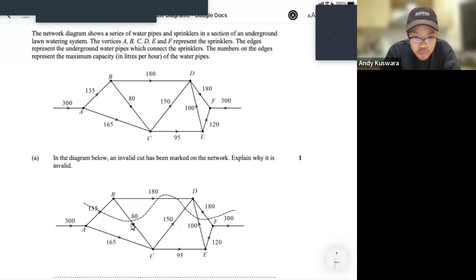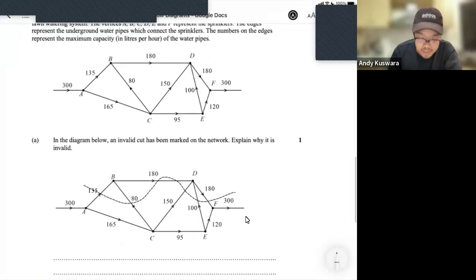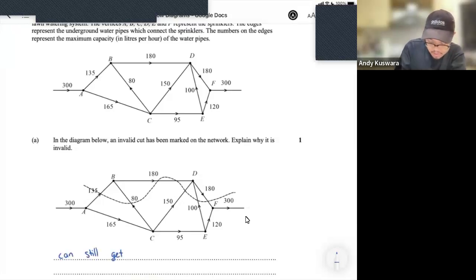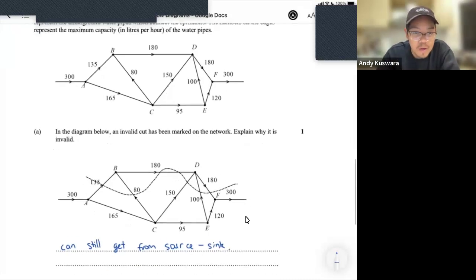You can see they've cut through a bunch of different things here. The issue with this cut is, can you see how normally, even if they don't label it, that beginning there is your source. Looking at all the arrows, you can see that eventually it all flows towards the sink, which is at the end. So there is still a way for me to get all the way from the source to the sink. That's why it's an invalid cut. So you'd write something like, can still get from source to sink. That would be enough for your 1 mark.